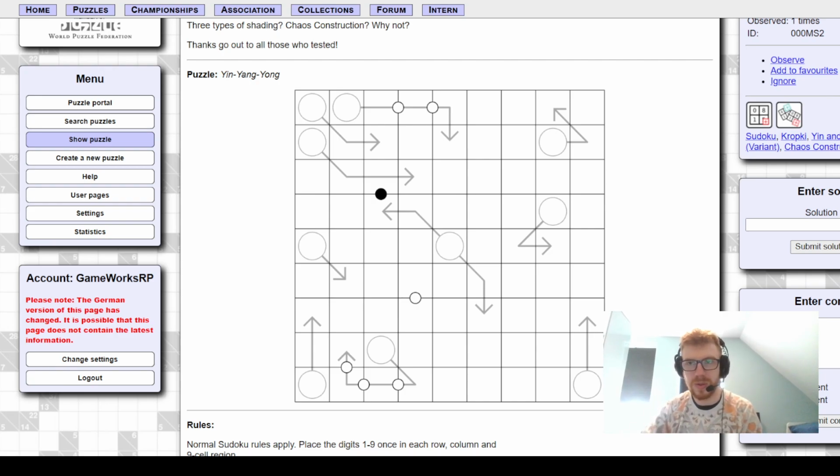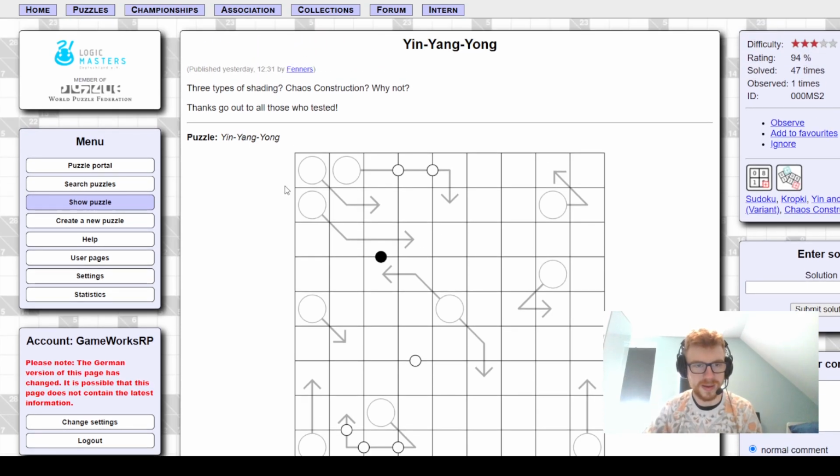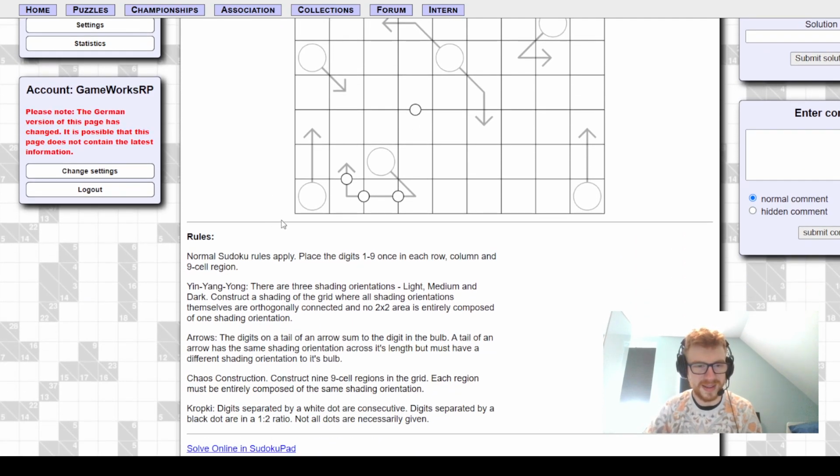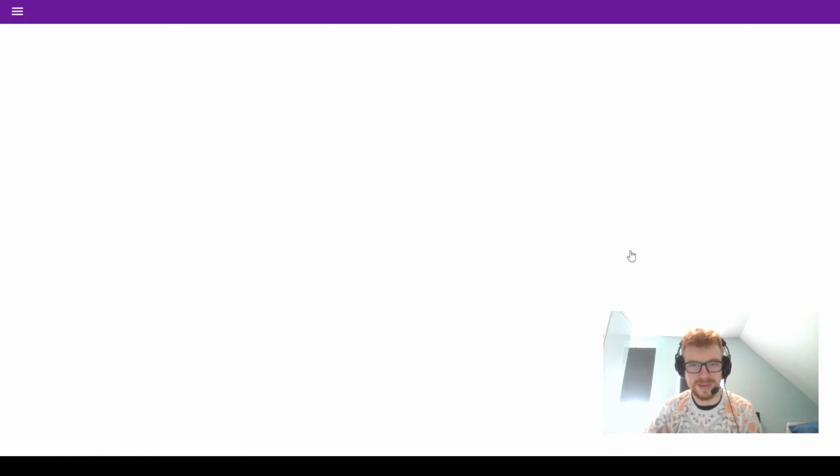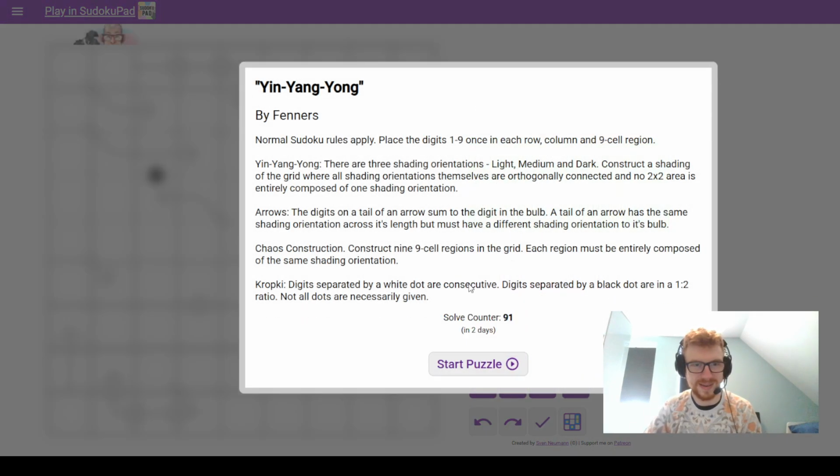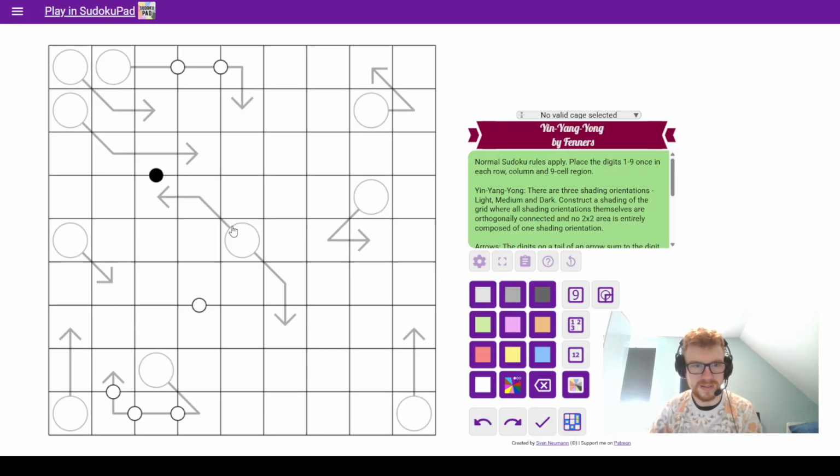Today I found this puzzle, Yin-Yang-Yong. So let's start and we'll see what that entails. Because it's a three-colored yin-yang puzzle. So there are three shading orientations: light, medium, and dark. We'll use these three colors, I guess. They are different enough. Light, medium, dark. They are different enough.